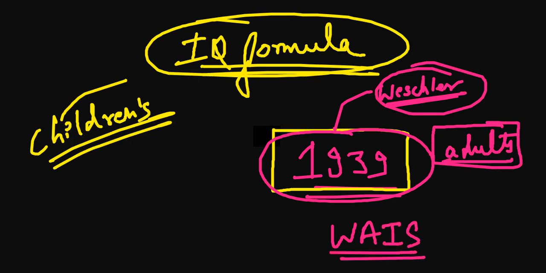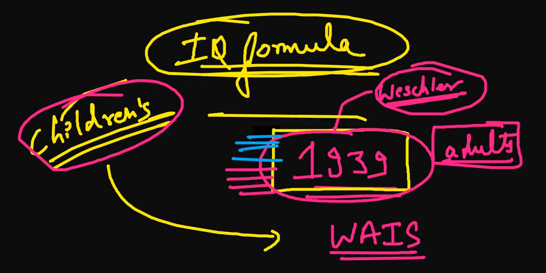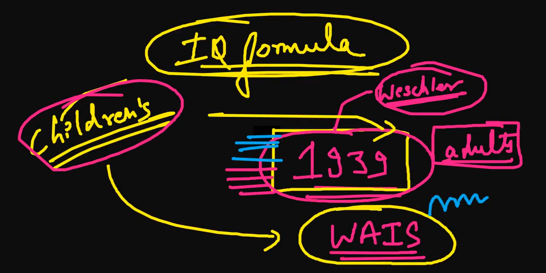So what was the need for this particular scale in 1939? Why did this guy come up with the idea of this scale? Because before that everything was done majorly for children and not for adults. That's why WAIS came first, and there are now multiple revisions of this, and we have WAIS-4 as of now.